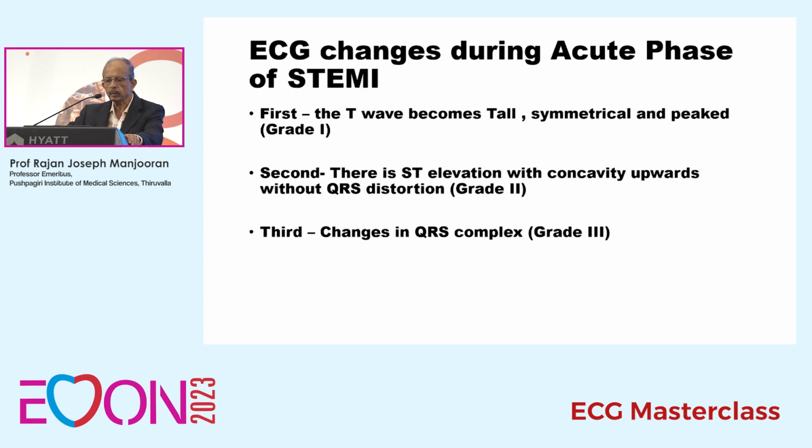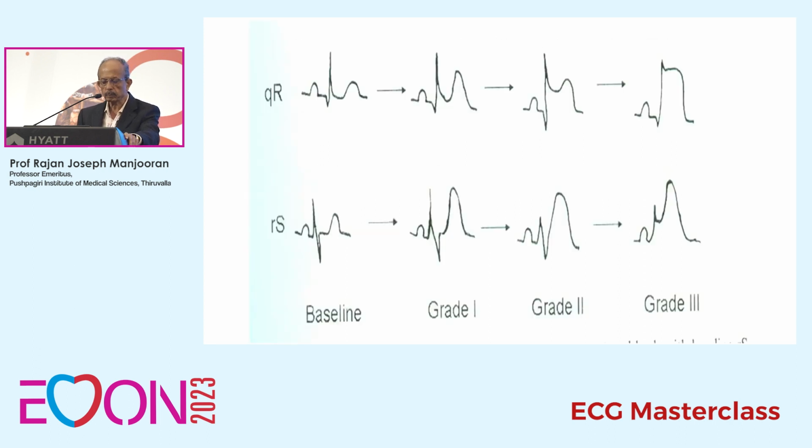The ECG changes during the acute phase of STEMI occur in three phases. The first one: the T wave becomes tall, symmetrical, and peaked. Grade 1 change. Grade 2 change, that is the second change, there is ST elevation with concavity upwards without QRS distortion. Third, changes in the QRS complex, which is grade 3 change, where there is QRS distortion. The QRS distortion is best manifested in leads where there is a small r with deep S pattern.